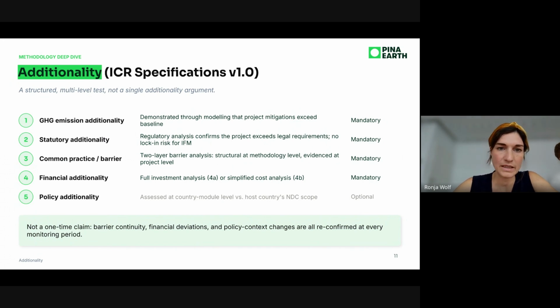So yeah, this describes the common practice and barrier analysis. The fourth one is the financial additionality. This is pretty standardized and fully aligned with the ICR additionality requirements document, where it can be a proof in either project-specific investment analysis, which would be level 4A, or a simple cost analysis, level 4B, following the procedures as outlined by the requirements document.